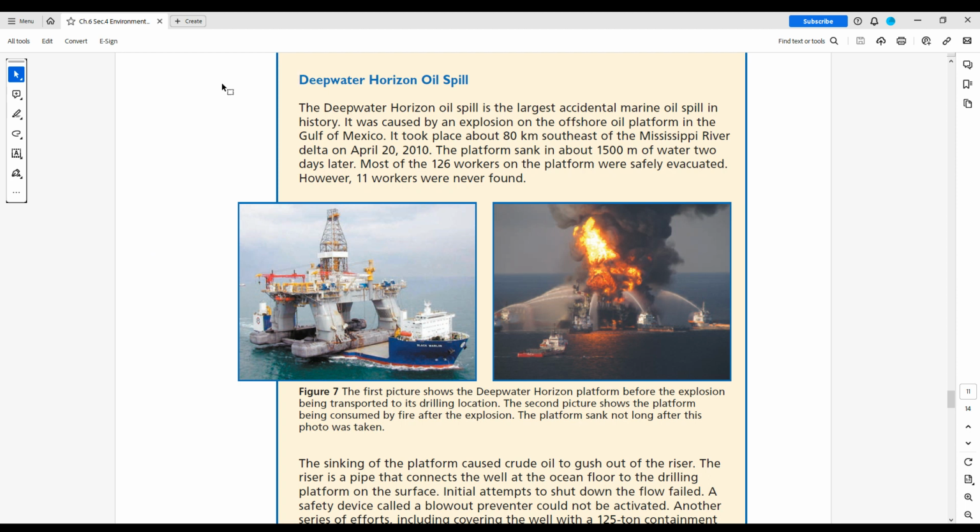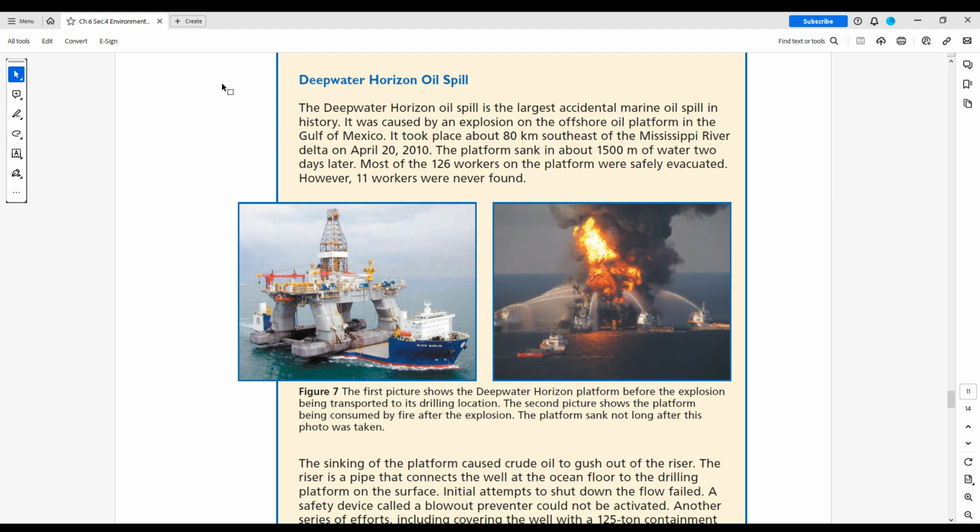The Deepwater Horizon oil spill. The Deepwater Horizon oil spill is the largest accidental marine oil spill in history. It was caused by an explosion on the offshore oil platform in the Gulf of Mexico. It took place about 80 kilometers southeast of the Mississippi River Delta on April 20th, 2010.